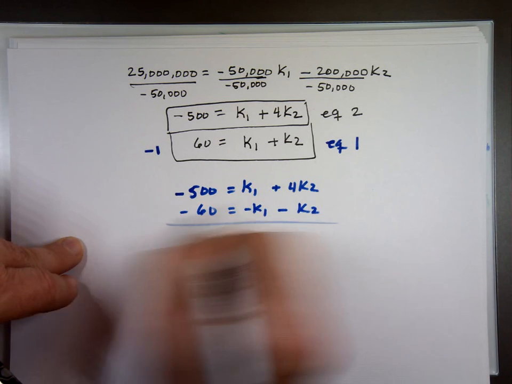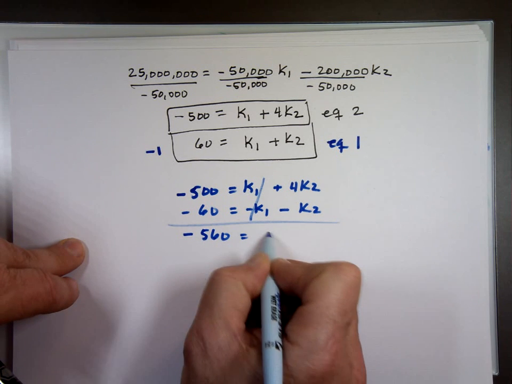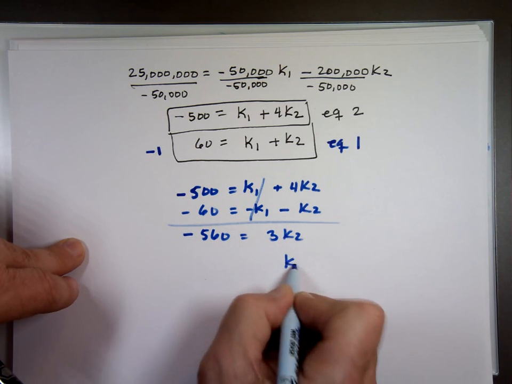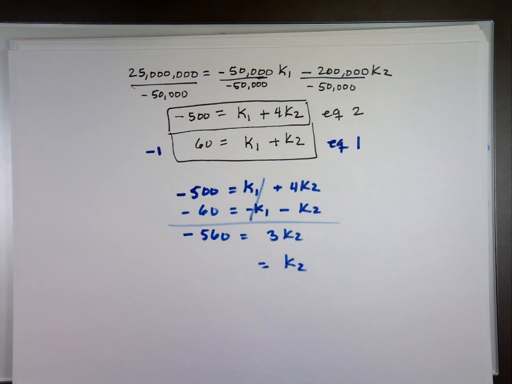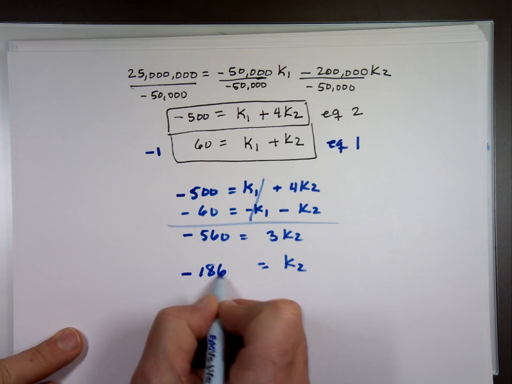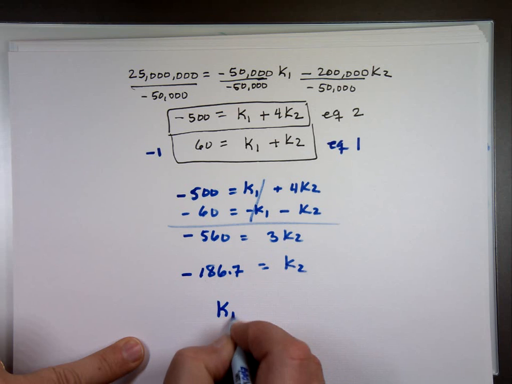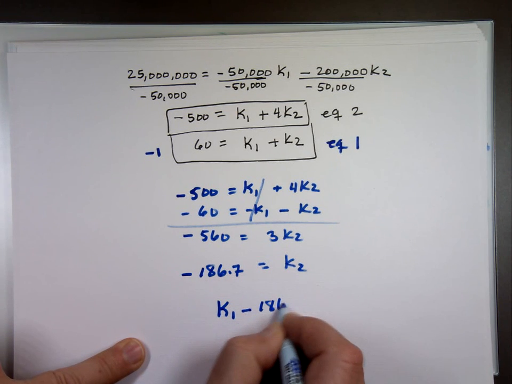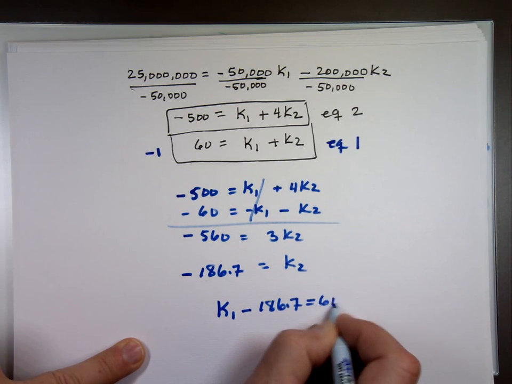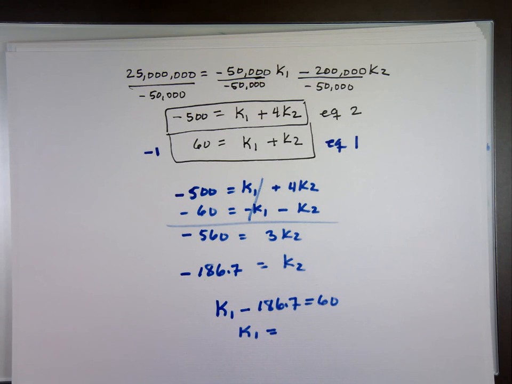Elimination method. Negative 560 equals 3K2. K2 equals negative 560 divided by 3, which is negative 186.7. If I know K2, can I find K1? Yep. K1 minus 186.7 equals 60. K1 equals 246.7.